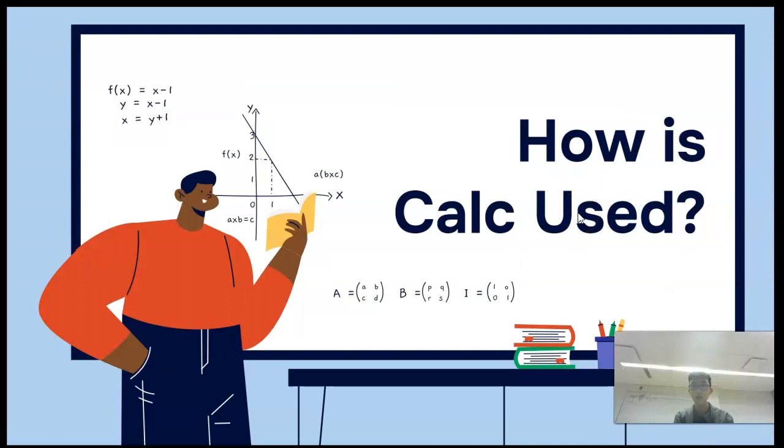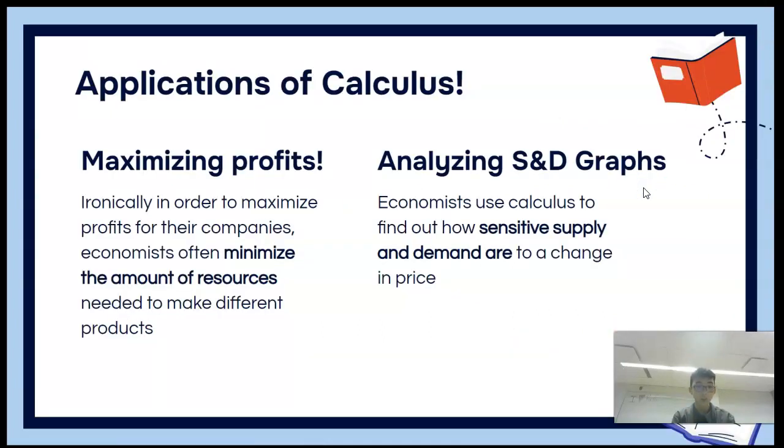So now, how do economists actually use calculus to solve those goals? Firstly, to maximize profits for their companies, ironically, economists often minimize the amount of resources that are needed to make different products. This leads to an increased efficiency in resources and saves a lot of money. Additionally, to analyze supply and demand graphs, economists use calculus to find out exactly how sensitive supply and demand actually are to changes in price. This is very useful information to know because let's say you had a product that had the same demand no matter what you sold it for. Then you could just sell it for however much you wanted and still profit.